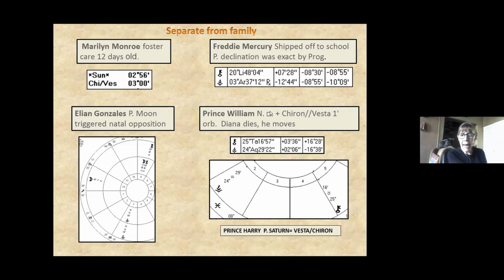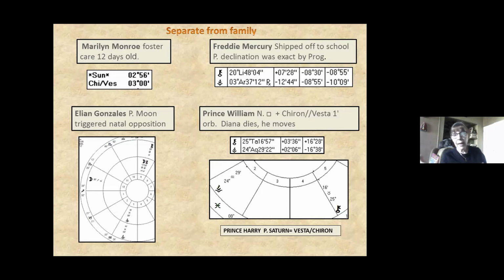Prince William has the natal square and a declination of Vesta Chiron. When the declination was exact, Diana died and he moved. When Prince Harry had the same event, progressed Saturn was on his, no, here we're looking at William. He's got the square. Harry, we don't have his chart up here, but you'll take my word for it, progressed Saturn was at the midpoint of Vesta Chiron.